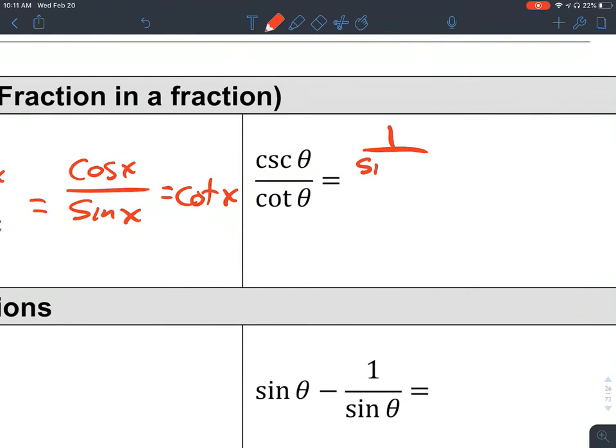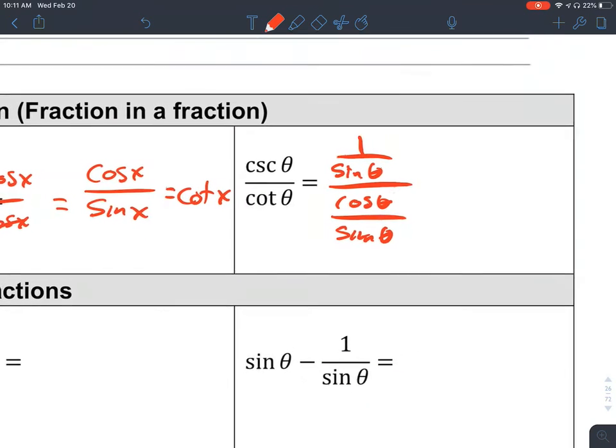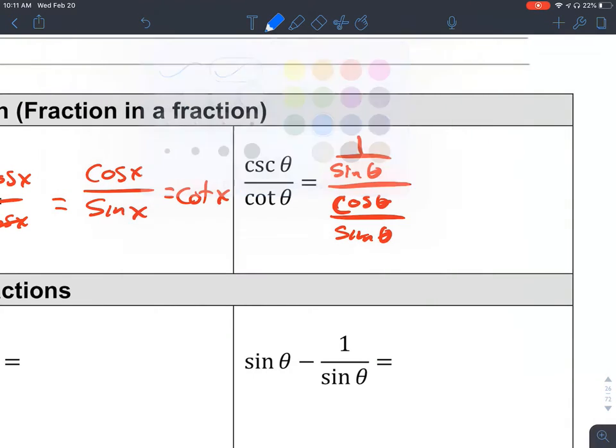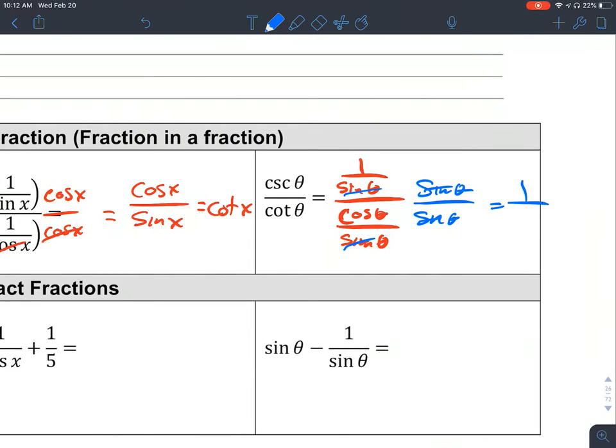Well, cosecant is the same as 1 over sine of theta. Cotangent is the same as cosine of theta over sine of theta. Probably all news to you, but pretty soon that's going to be second nature. Want to get rid of our complex fraction, I'm going to multiply by a form of 1, sine over sine. Those cancel. We end up with 1 over cosine of theta, which is secant of theta.